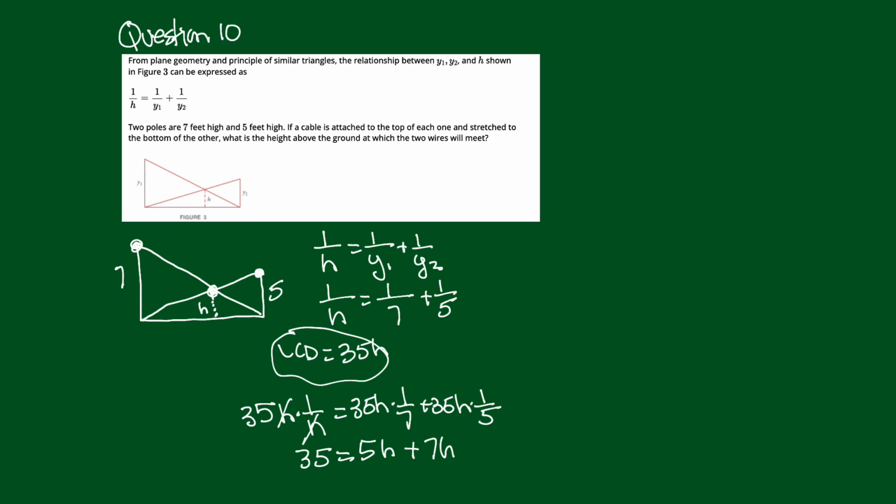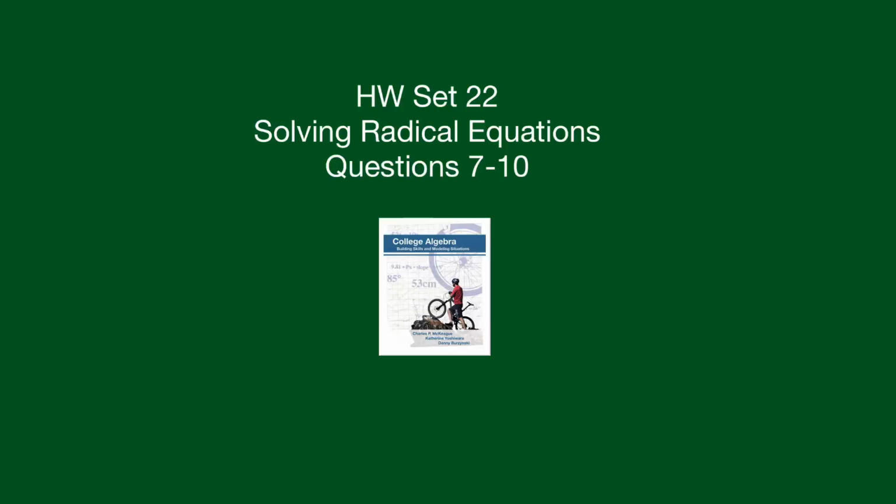I'll do it up here at the top right. 35 is equal to 12h. Divide: 35 over 12 is equal to h. And that's it. So h is equal to 35 twelfths. But the question is, here's the question. What is the height above the ground? Now, the height is not h equals 35 over 12. The height is this: 35 over 12 feet. That finishes all of our questions on homework set 22.